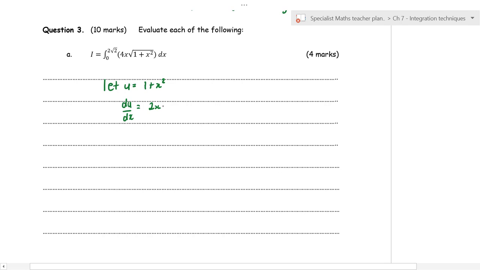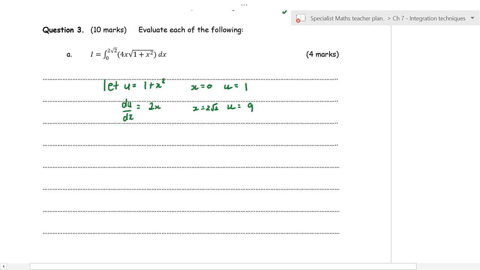Now, be careful though. We have terminals, so we have to change terminals around. When x equals 0, u is equal to 1. And when x is equal to 2 root 2, u is equal to, now let me just think about this, 2 root 2 is root 8, so root 8 squared is 8, so 8 plus 1 is 9. So that should be 9.